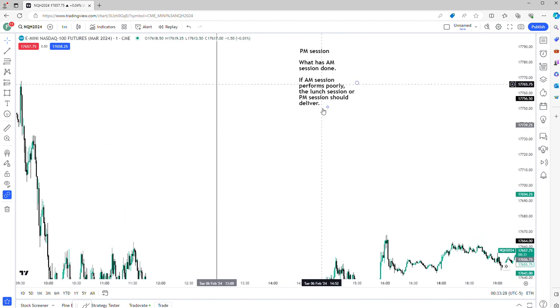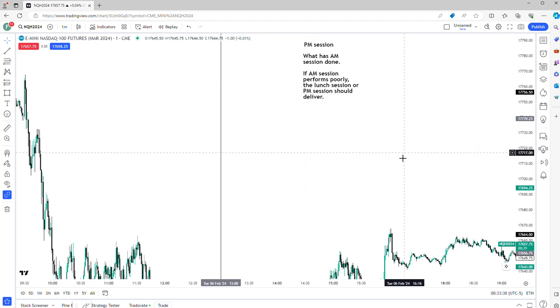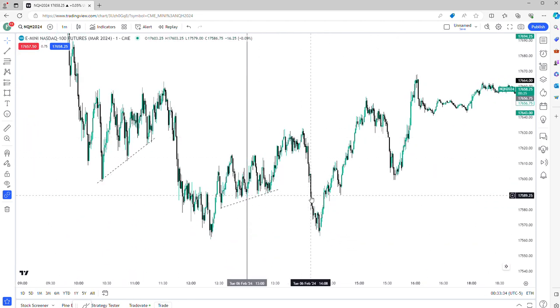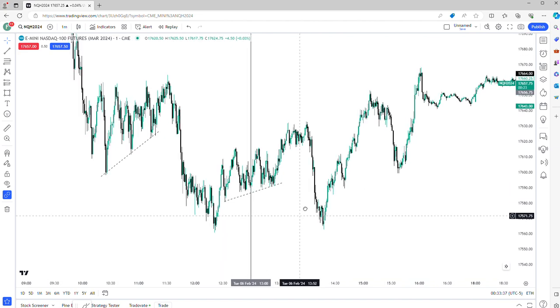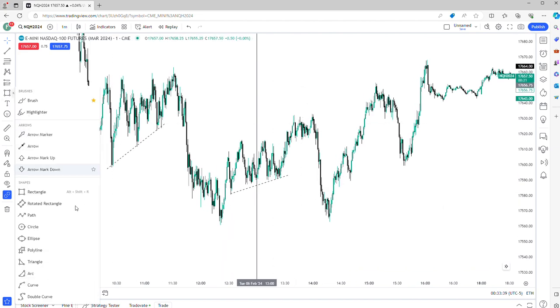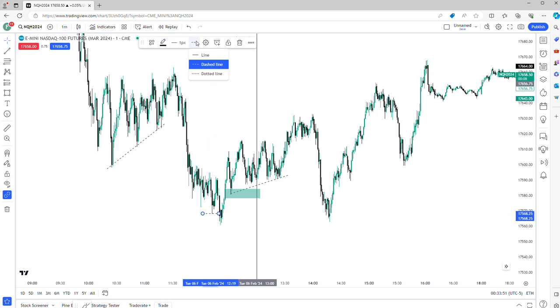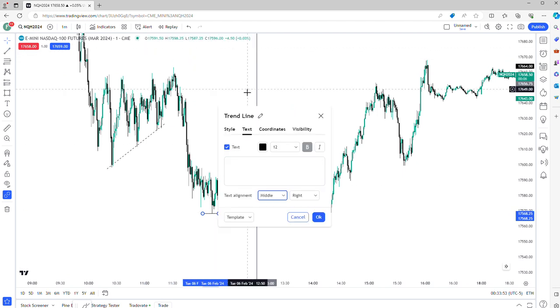So I already had this idea that if the AM session performs poorly, the lunch session or PM session should deliver. The lunch session, which is from 12 to 1, did that do much? Yeah, you could have seen this potential play from that bullish gap, gone for a long position. There's also a breaker block right here, so that is a unicorn setup. I'm just going to talk through this. That is your raid and liquidity. And I'm going to summarize this. I've started doing this now just to make it quicker.